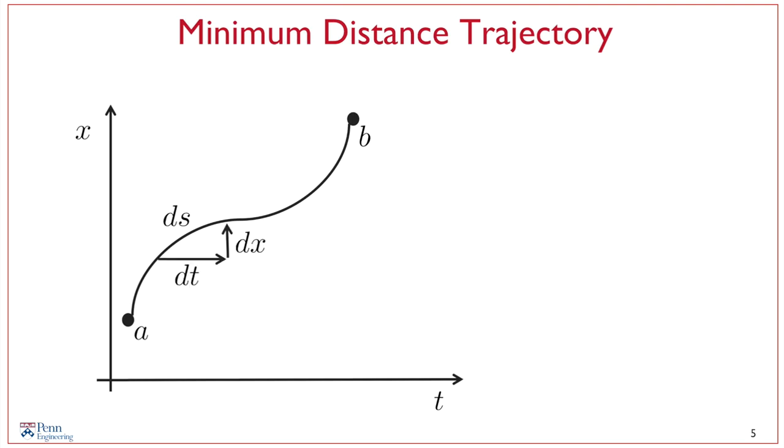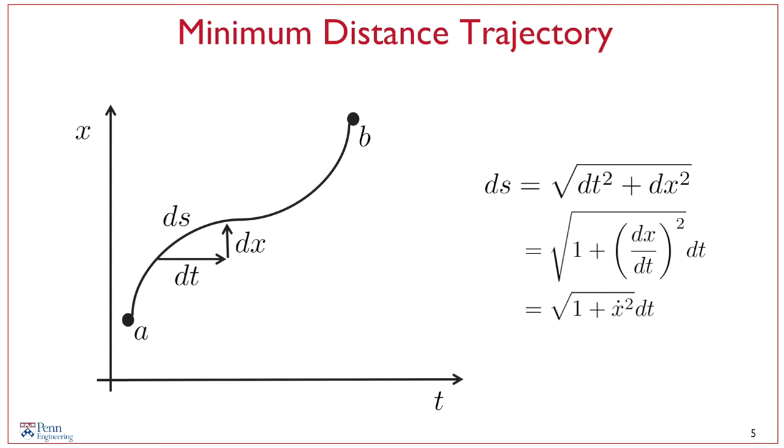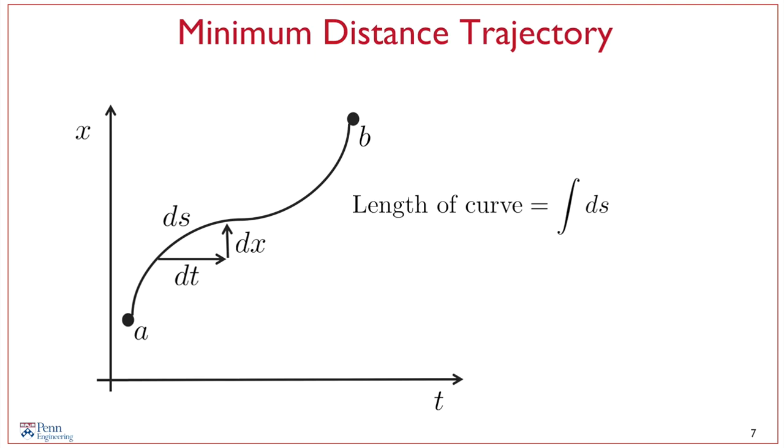We can find the length of the segment ds using the distance function. We can rewrite this function by factoring out a factor of dt from under the square root. In the second step, we've used the fact that by definition, x dot is equal to dx/dt. To find the total length of the curve, we want to integrate ds along the entire curve. Substituting in the expression for ds we just found, we find that the length of the curve can be found by taking the integral from 0 to t of the square root of 1 plus x dot squared dt.